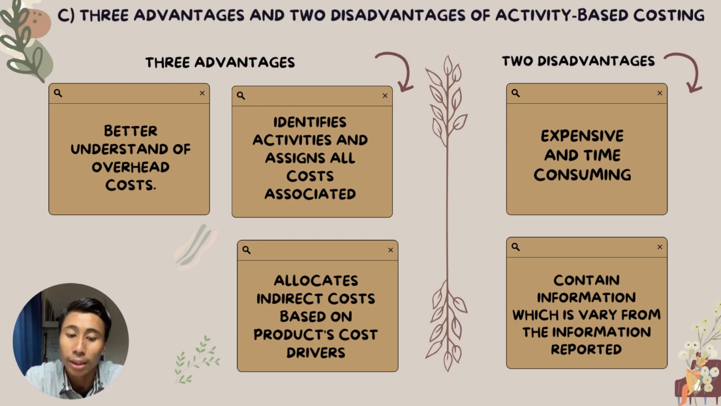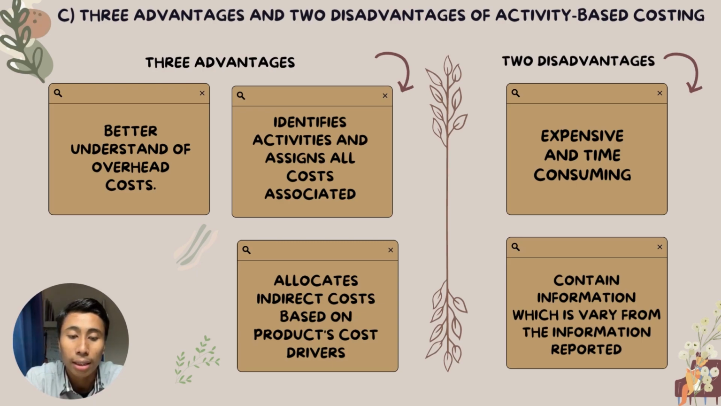For the two disadvantages, the first one is that setting up an ABC system can be expensive and time consuming. This is due to business activity that need to be analyzed into individual component of activities. The business need to hire consultant to set up ABC system as well as involve an increase of employee training.